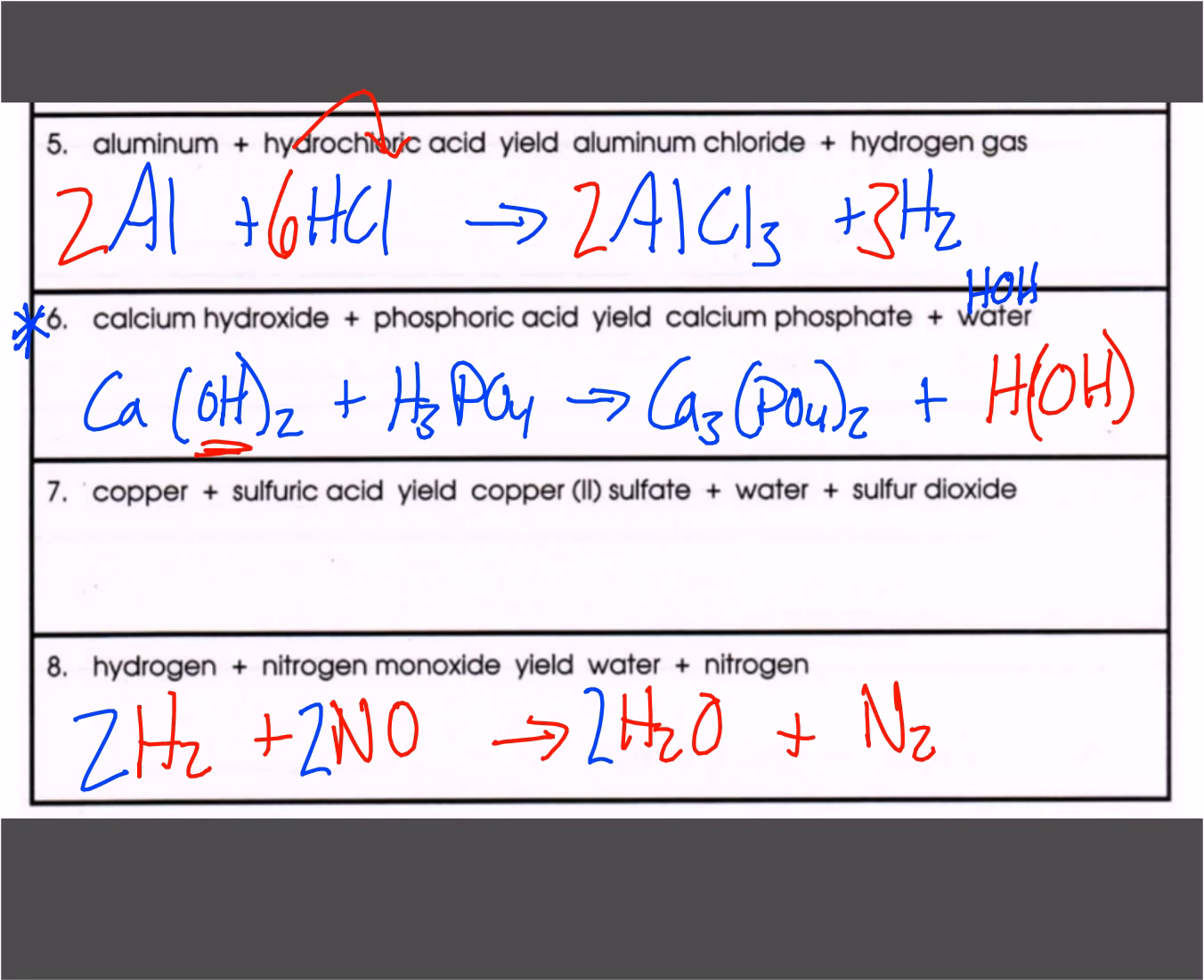1 calcium on the left, I've got 3 on the right. Need a 3 here to balance those out. Go on to my polyatomics. Doesn't matter which one I go with first. I've got now 6 hydroxides on the left. I need to have 6 over here on the right. Phosphates. I've got 2 phosphates on the right. I've got 1 on the left, so I need to put a 2 here. Hydrogen then is all taken care of. I've got 6 and 6, and it's balanced.